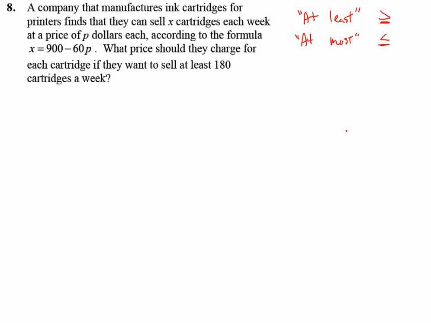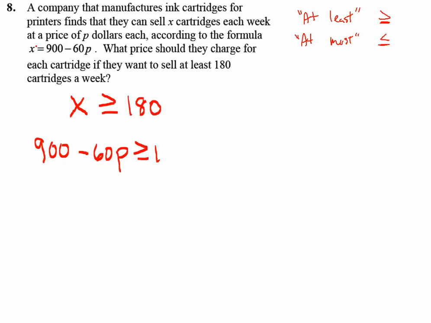Let's see here. So what price should they charge for each cartridge if they want to sell at least 180 cartridges a week? Tell me if you think this is true. I'm going to write just X here. X is the number of cartridges, is that right? That has to be at least 180. Good there? And notice what we're going to do. We do have an equation because we're trying to put in terms of price. We do have an equation that says X is the same thing as 900 minus 60p. So we're just going to substitute this for the X. So 900 minus 60p now becomes the X value, which is greater than or equal to 180. And you guys get to solve it.